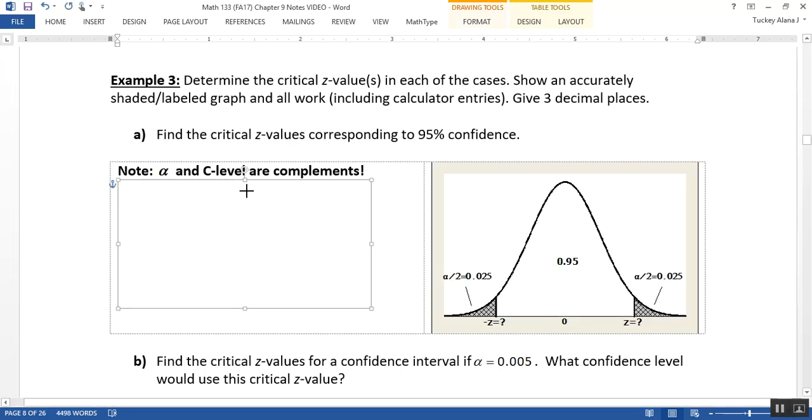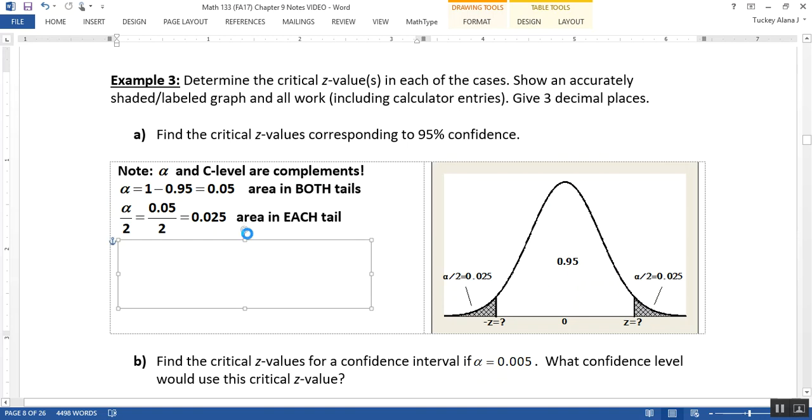Okay, so that tells us that alpha is 1 minus 0.95, which is 0.05. That'll automatically be the area in both tails. But we're doing a confidence interval, so we want alpha over 2 because we want to split it up. So I'm going to take alpha and cut it in half, and that gets me 0.05 divided by 2, which is 0.025. That will be the area in each tail on its own.